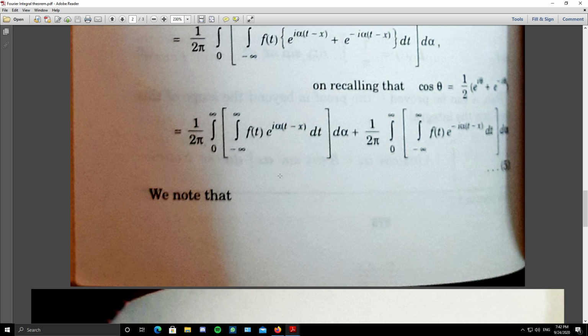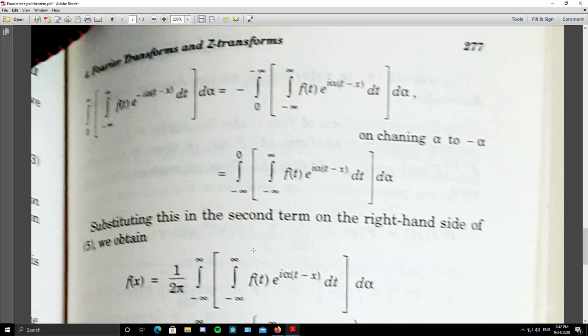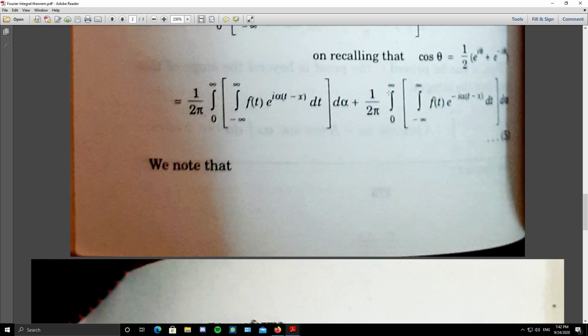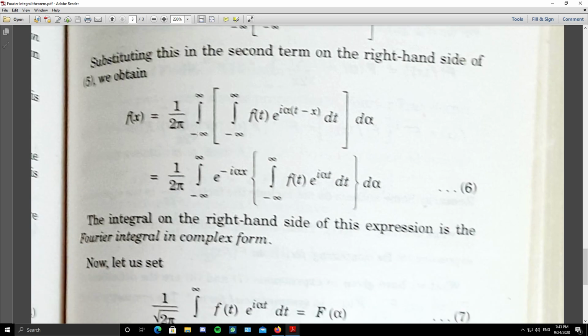So combining the outer integrals, you will have minus infinity to infinity on the outside, the outer integral, and for the inner integral there is no change. I repeat, this is minus infinity to 0 and this is 0 to infinity. Combining these two, the outer integral is minus infinity to infinity, and the inner integral has no change. Then we are splitting the exponential function. E power minus i alpha x is taken outside, and inside you have the integral minus infinity to infinity f of t e power i alpha t dt.